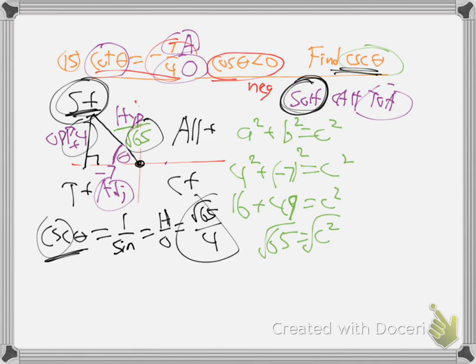So always double check. A lot of people really know what they're doing and they just get a few signs wrong, and that's frustrating. So check your signs carefully. If it said find secant, then it would still be up in that quadrant, but then. Right. So what if they ask for secant? Yeah, let's just do it.